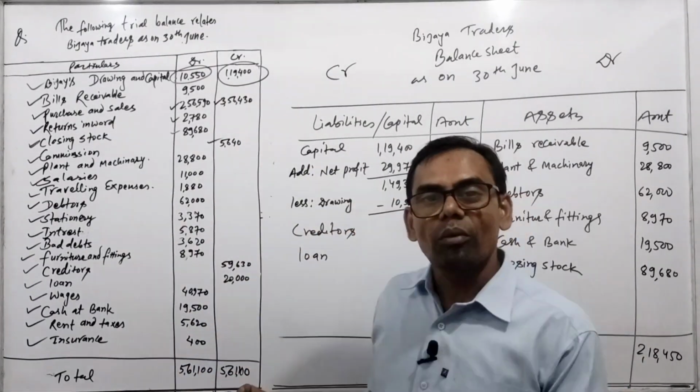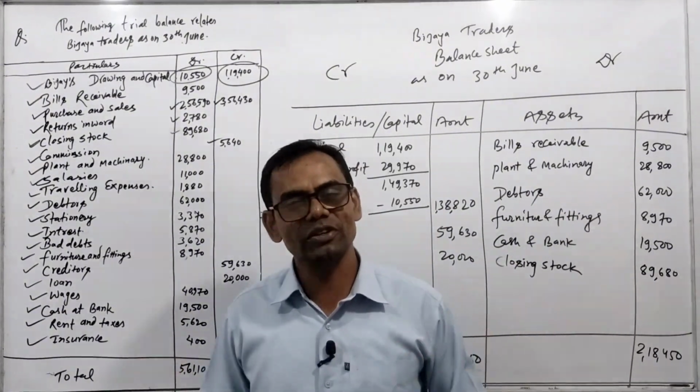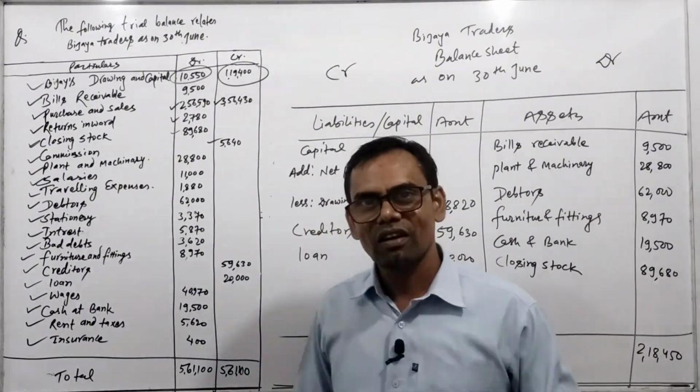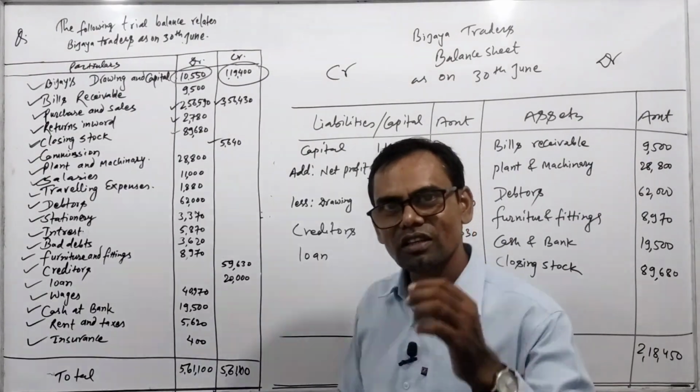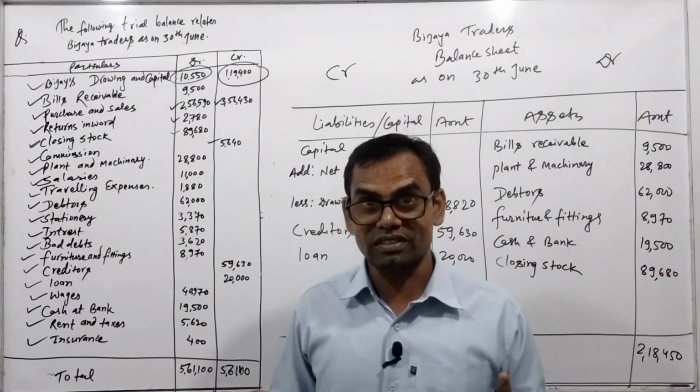And it is the problem without adjustment. So in the next video you will see Final Account Part 3, with adjustments and additional information.